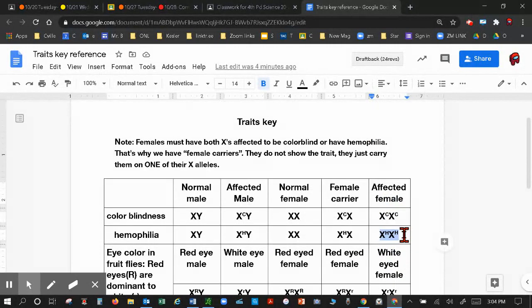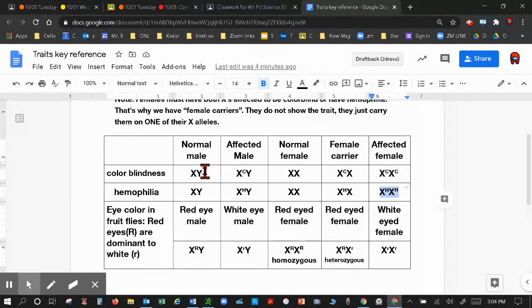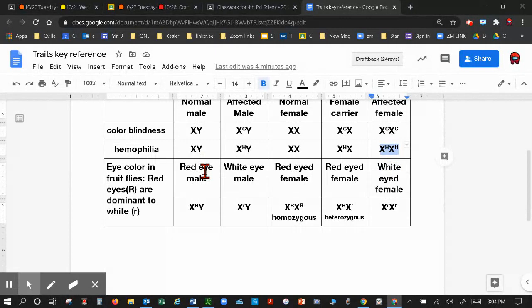So now, likewise, we'll look at the example of eye color in Drosophila. Those are fruit flies. We know that eye color, red eyes and white eyes, is X-linked, and it's also dominant and recessive, where red eyes are dominant to white eyes. So capital R is red, lowercase r is white. A red-eyed male fly is X capital R Y over here. A white-eyed male is X lowercase r Y.